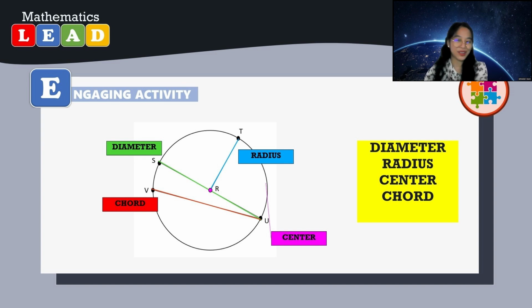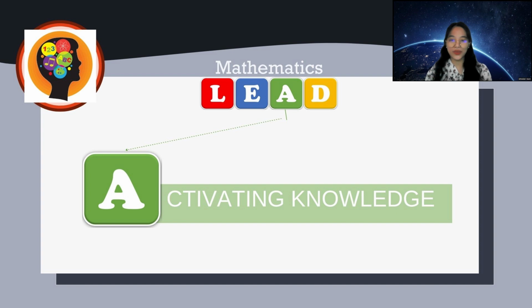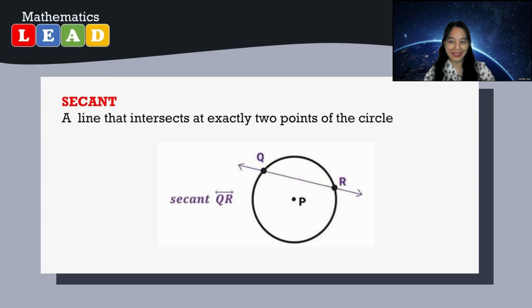But let's move on to activating knowledge. We already know that the diameter, radius, center, and also the chord are parts of the circle. But today we're going to discuss the lines that interact with the circle. It is not part of it, but it crosses or it touches the circle. What does it mean? So we have the secant and the tangent as our lines that intersect with the circle.